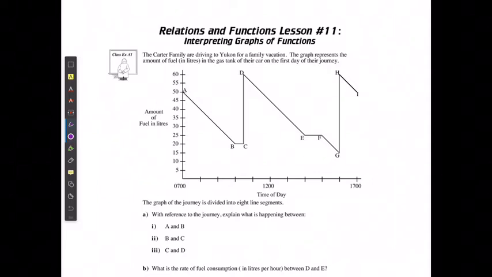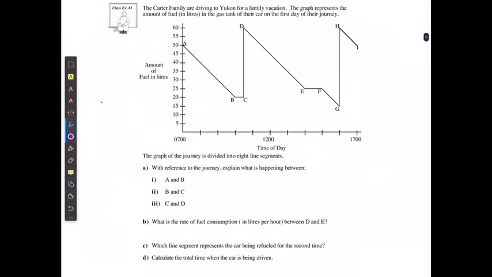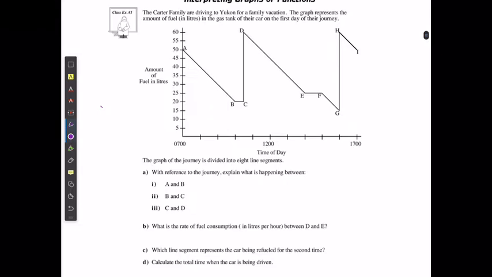So for the first example, the Carter family are driving to Yukon for a family vacation. The graph represents the amount of fuel in liters in the gas tank of their car on the first day of their journey. We can see that A to B is decreasing, B to C is staying the same, C to D is going back up, and then D to E is decreasing, E to F is the same, F to G is decreasing, G to H is going up, and H to I is decreasing again.